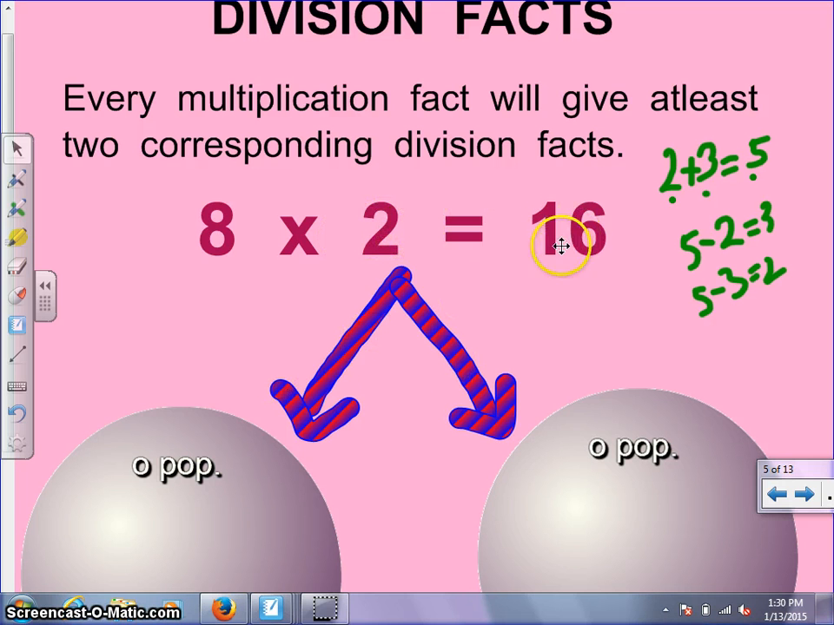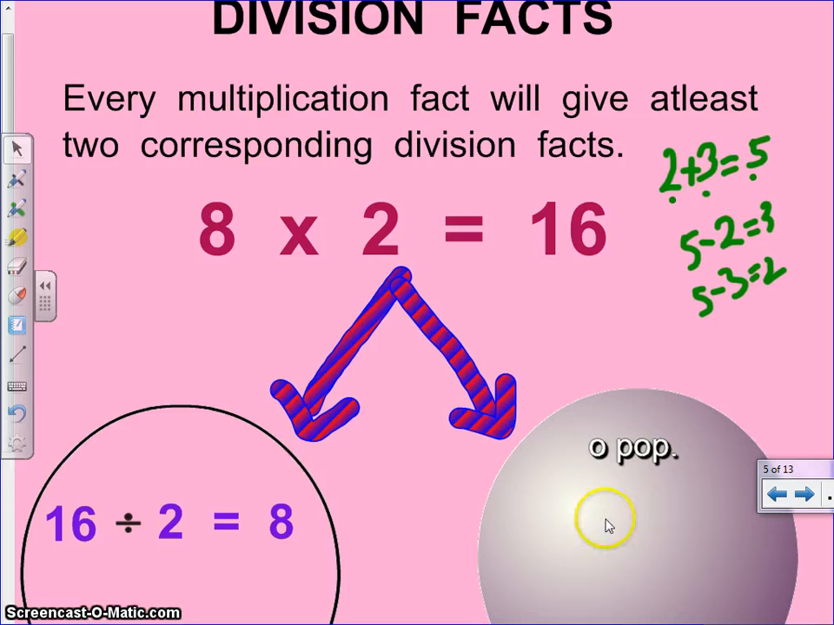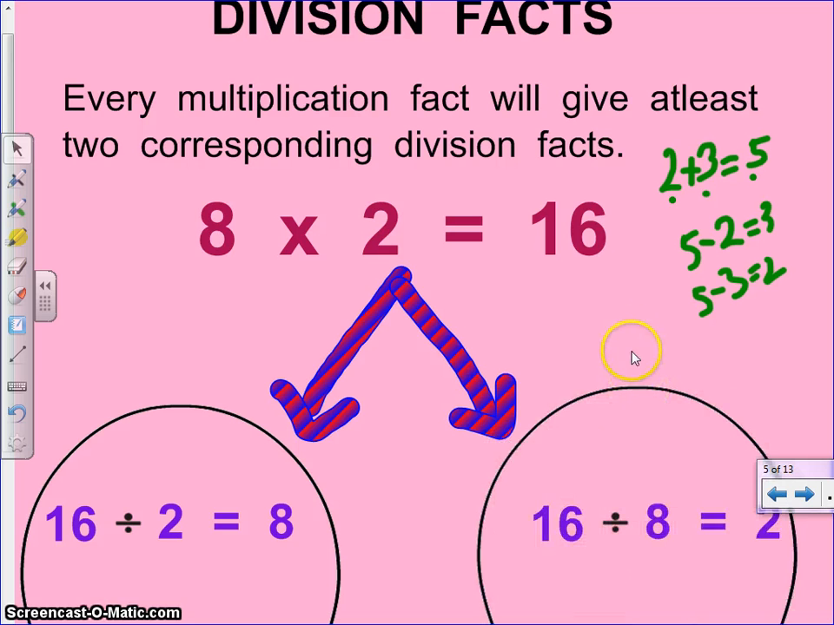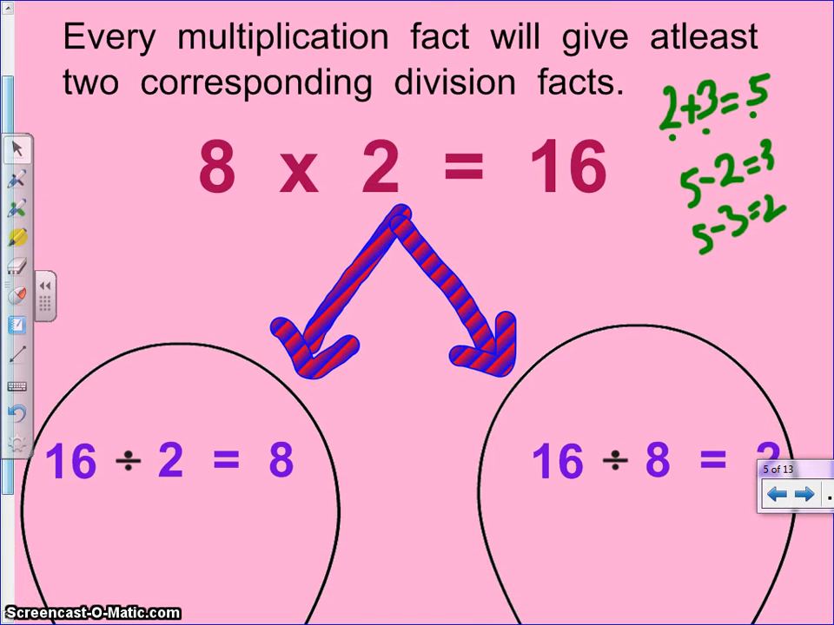So that means we have 16 divided by 2 would give me 8. If I had 16, I broke it up into 2 groups, I would have 8 in each group. Okay? Or if I did 16 divided by 8 groups, I would have 2 in each group. It's a fact family just like subtraction.